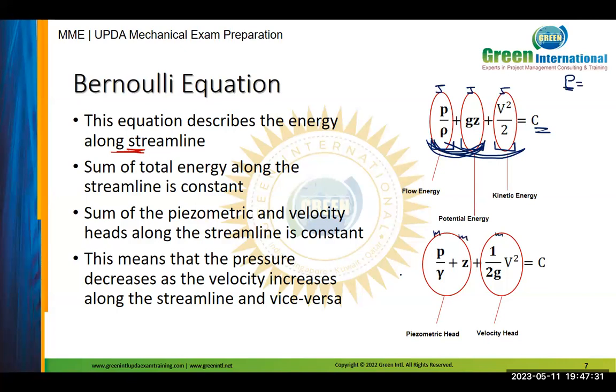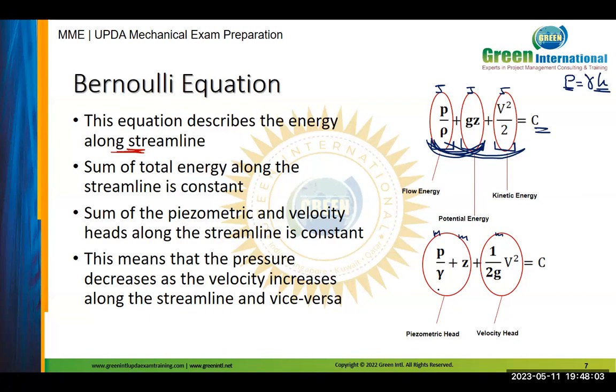Okay, so I need to show what is the form of the head. The first term here, P over gamma, because to be in head form, we just divide the energy form here by g. So the first term by g will be P over gamma. The second term by g, cancel g, it will be Z. The third term by g will be V square over 2g. I prefer to write it like this. So P over gamma plus Z plus V square over 2g equal to constant.